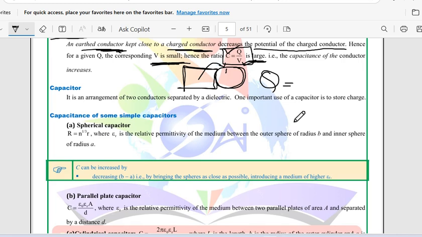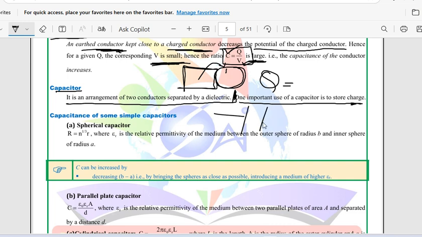I told you at the start of this concept that a capacitor is an arrangement of two conductors, one positive and one negative, separated by an insulator or dielectric. One important use of the capacitor is to store charges.